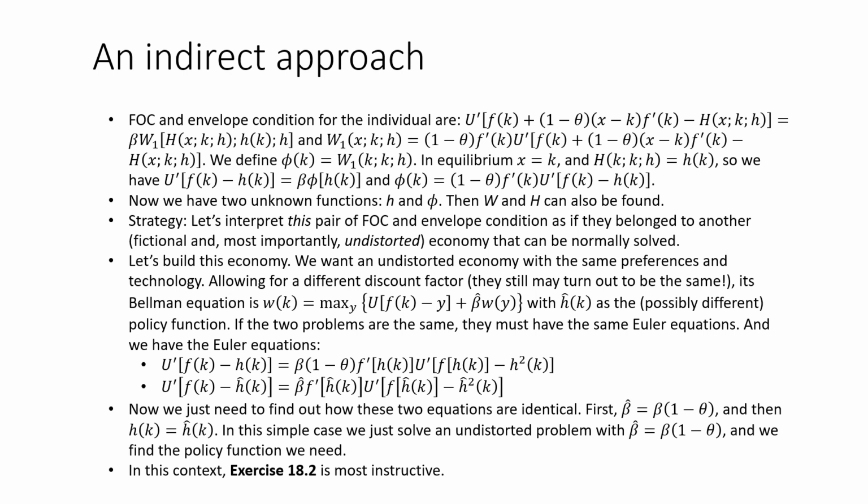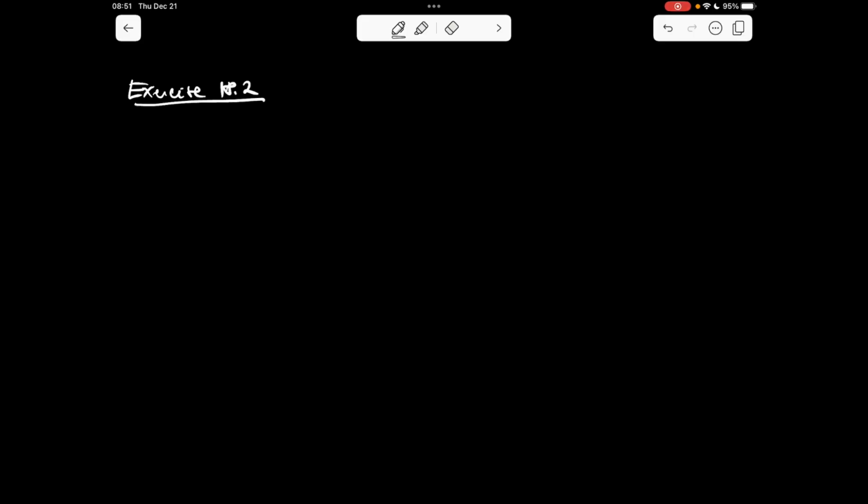In this context, exercise 18.2 is very instructive. So before proceeding to other approaches, let's have a look at this exercise. It's going to be very exciting. The second exercise for the day is exercise 18.2, which is really exciting because we are invited to build a pseudo economy in order that we could study a distorted system.